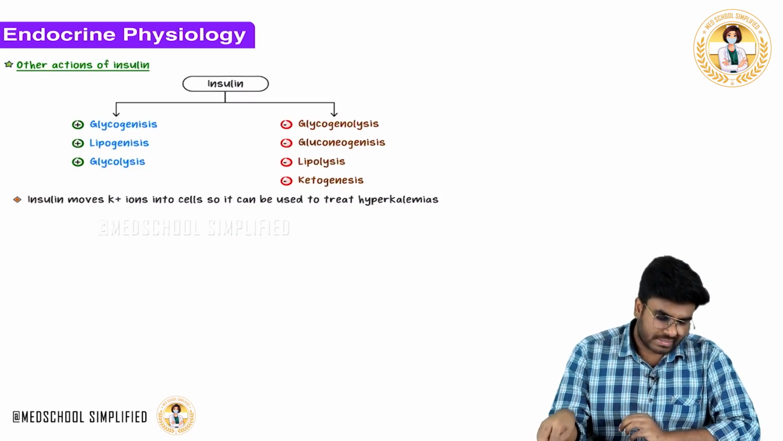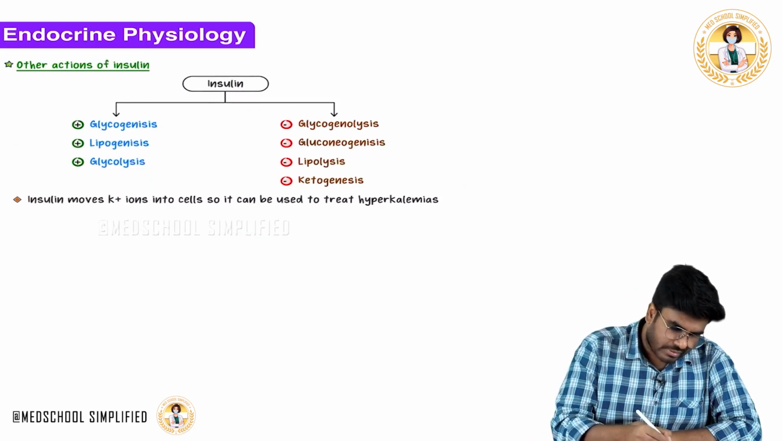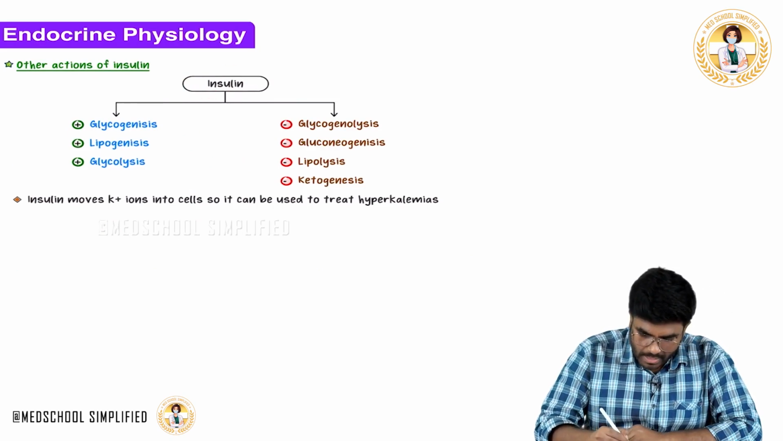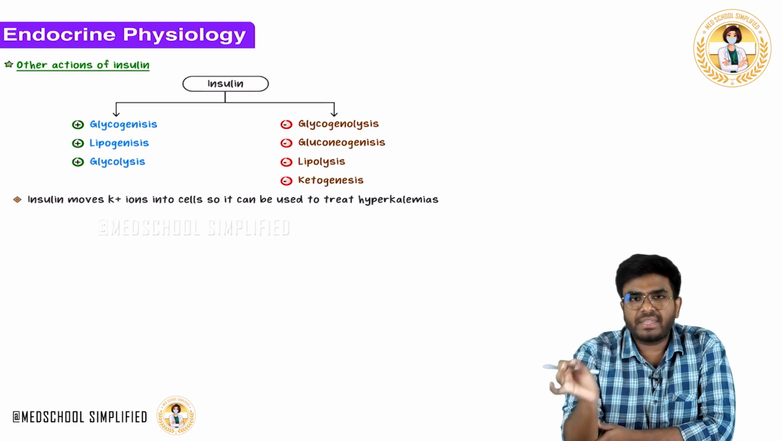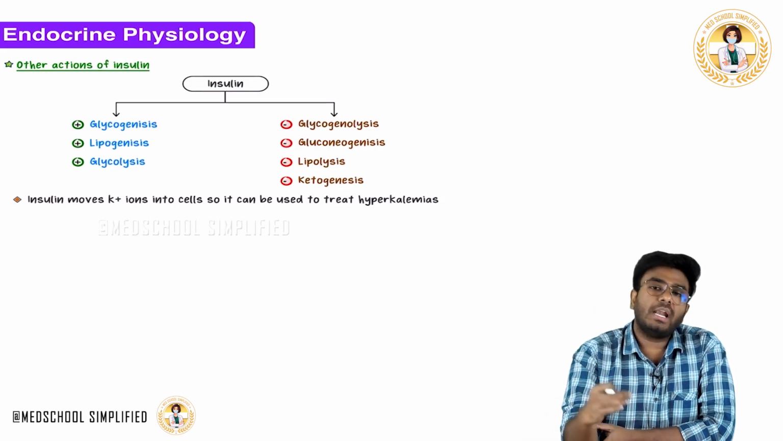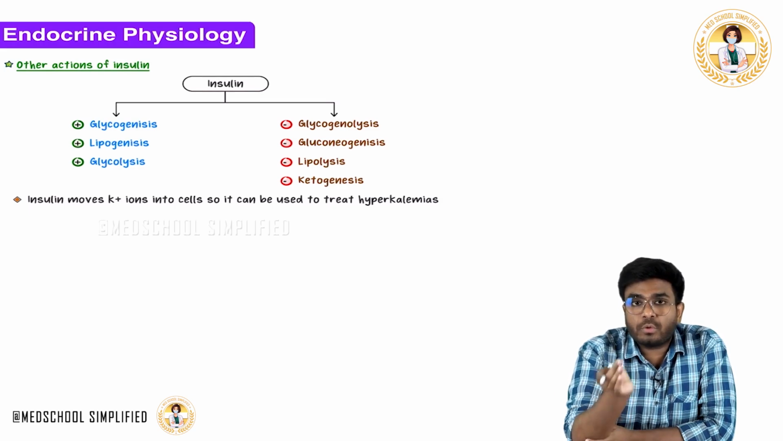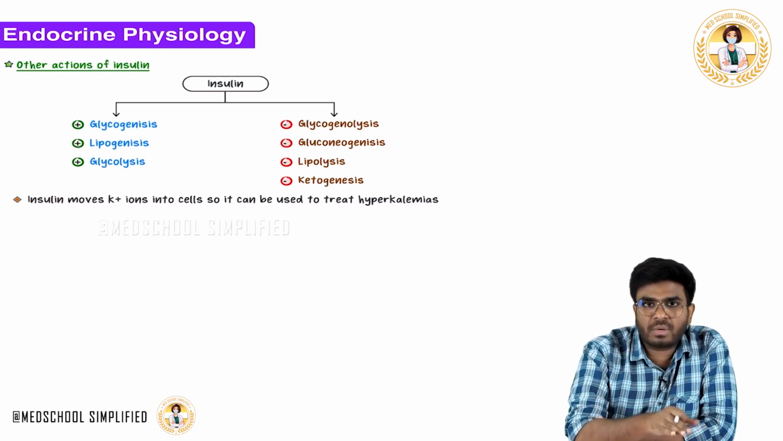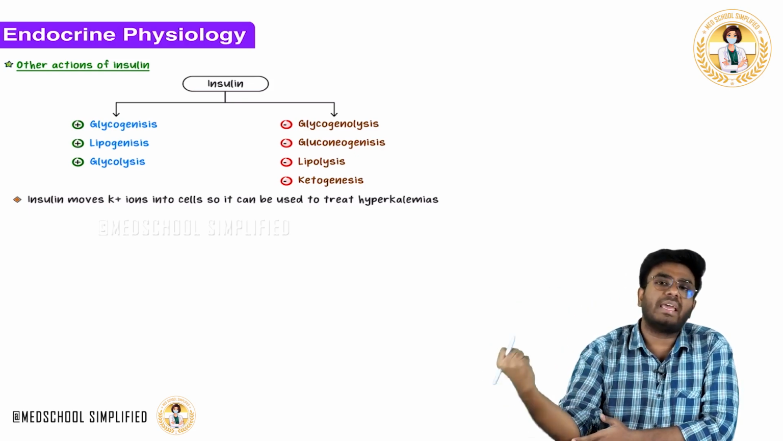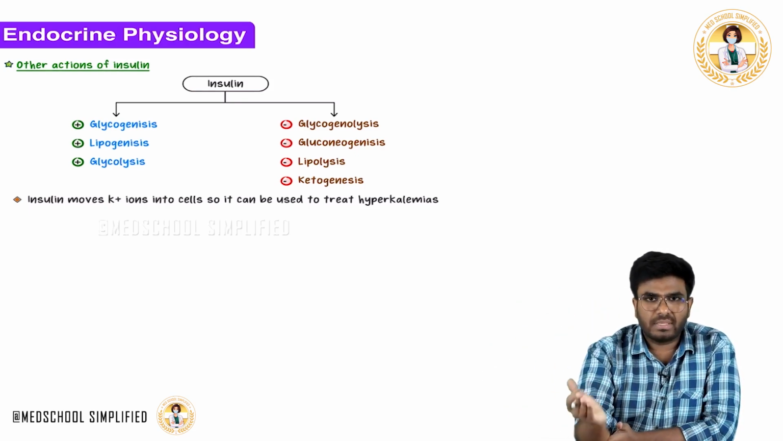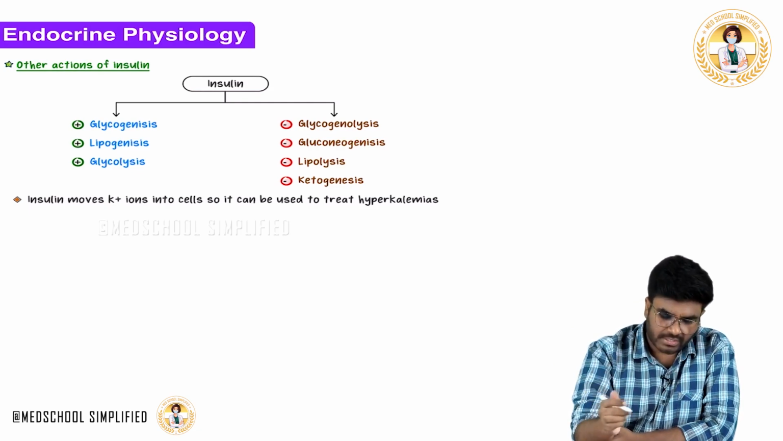Now after this, let's discuss the other actions of insulin. We all know that the primary action of insulin is that it acts on its receptor in skeletal muscles and adipocytes, so that glucose goes from the blood into the tissues, and the tissues can utilize the glucose with the help of glucose transporter type 4. That's the major action.